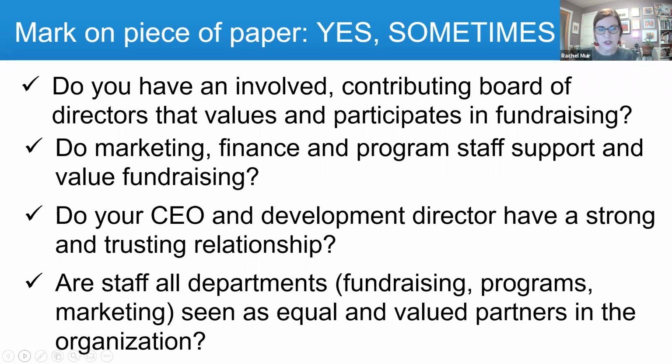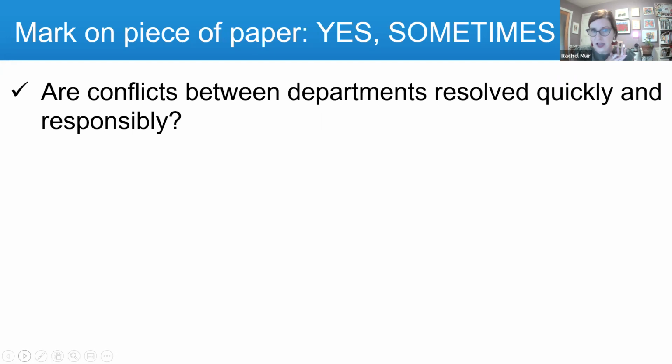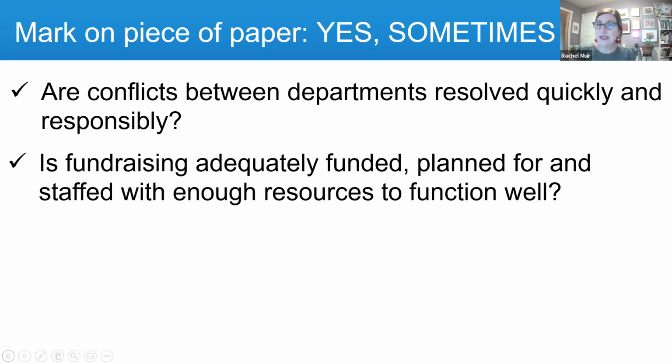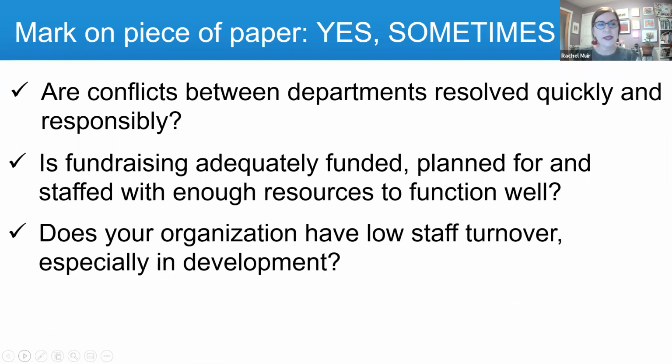We are going to switch to the next 4 questions, and the question that I'm going to ask you in a while is how many of you said no and how many times. But number 5, are conflicts between departments resolved quickly and responsibly? Y, S, or no? Number 6, is fundraising adequately funded, planned for, and staffed with enough resources to function well? So, some of you may have answered no to all of these things. I'm going to ask you in just a second.